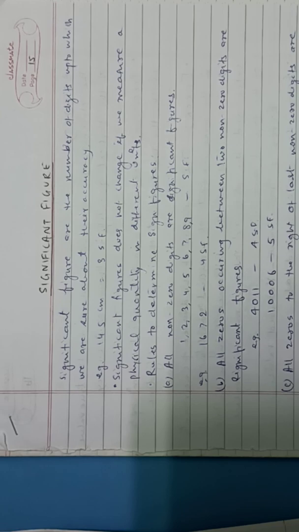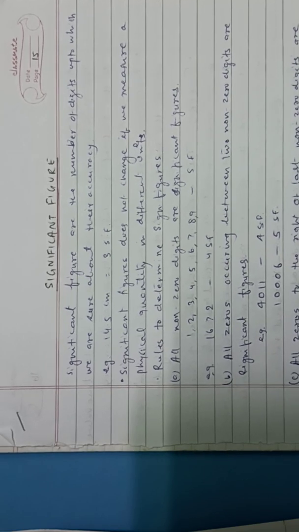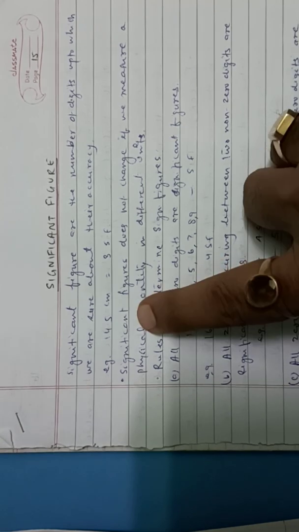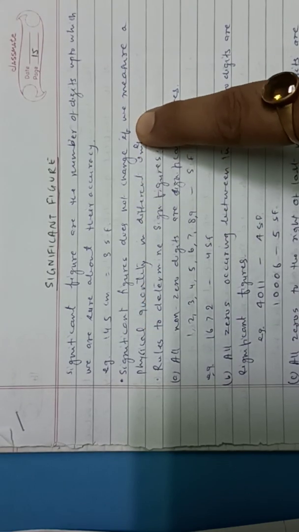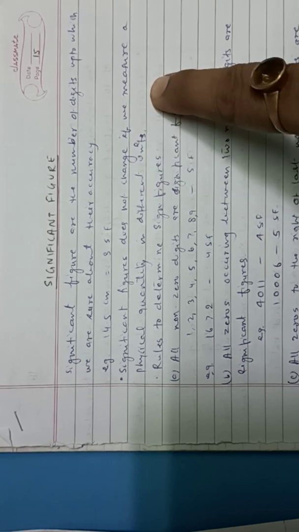Today I am going to start significant figures. Significant figures are the number of digits up to which we are sure about their accuracy. For example, 14.5 centimeter contains 5 significant figures. Therefore, significant figures do not change if we measure the physical quantity in different units.